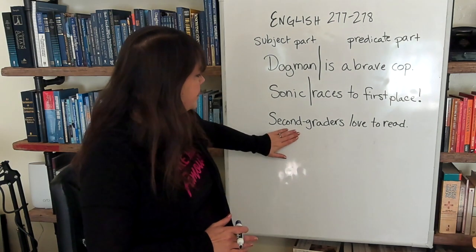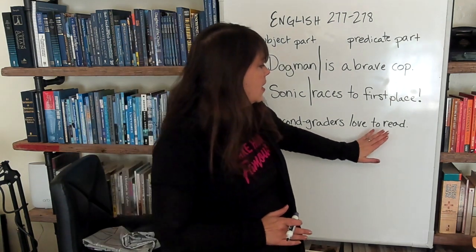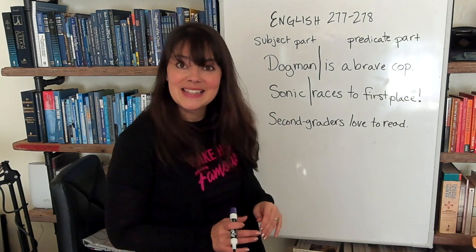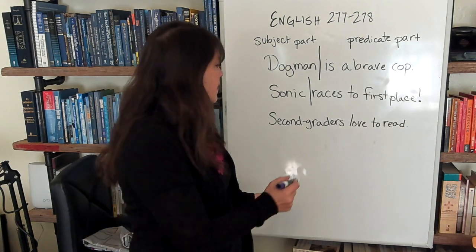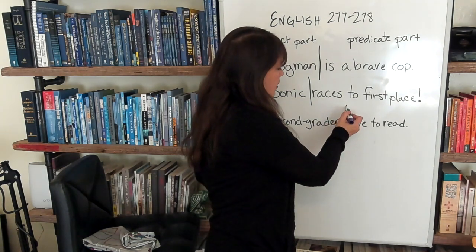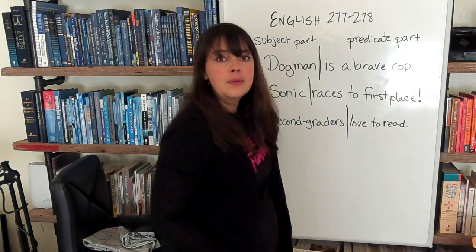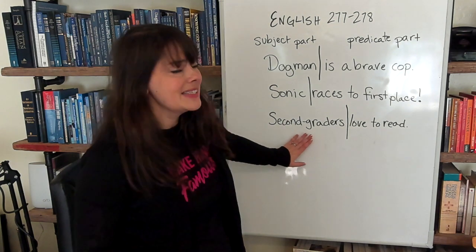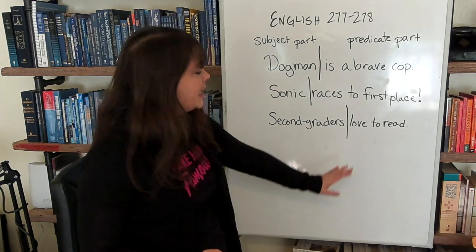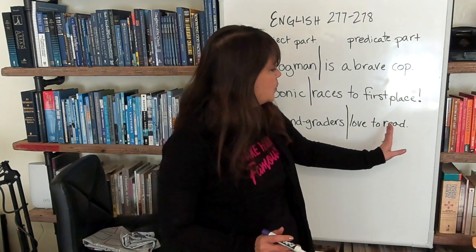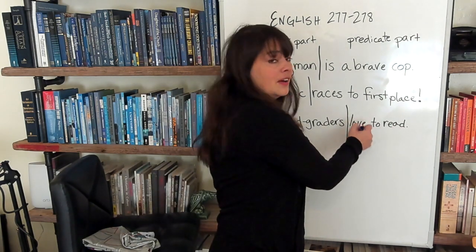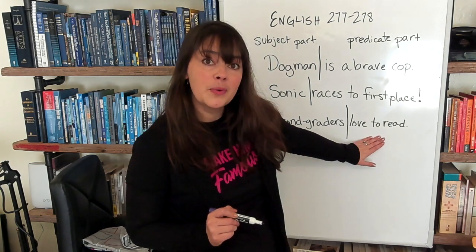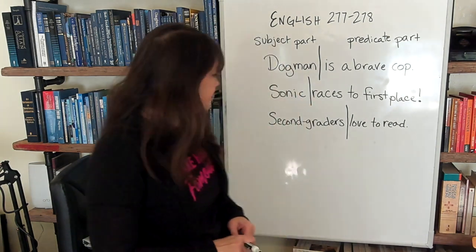How about this one? Second graders love to read. I bet you know how to divide this sentence, don't you? We want to divide between the subject part and the predicate part, so we'll draw a line right there. The subject of this sentence is second graders, and the predicate of this sentence is love to read. Here's our verb, our action word, so we know that's a main part of the predicate of a sentence.